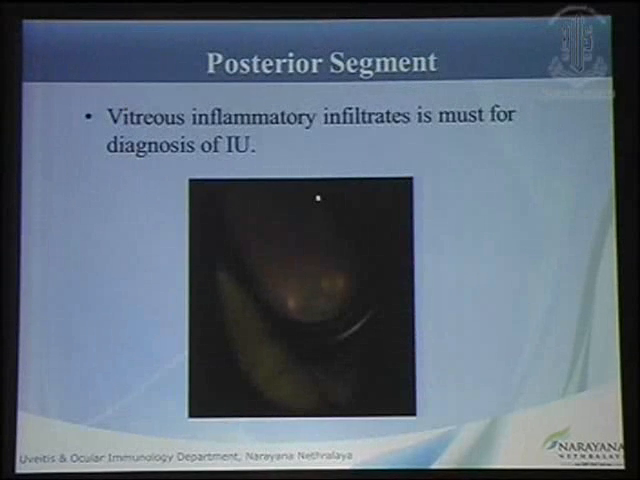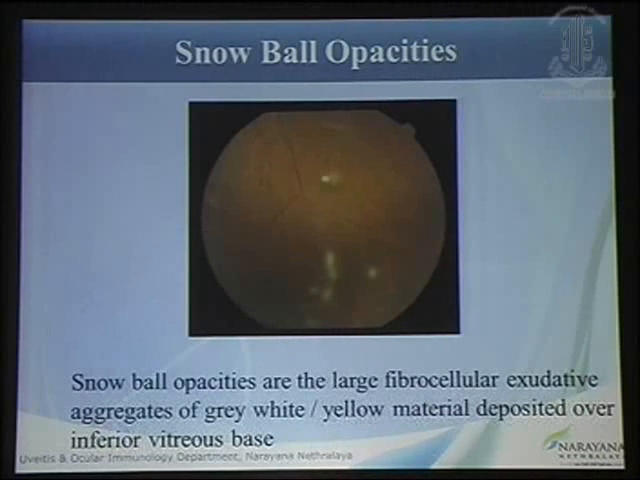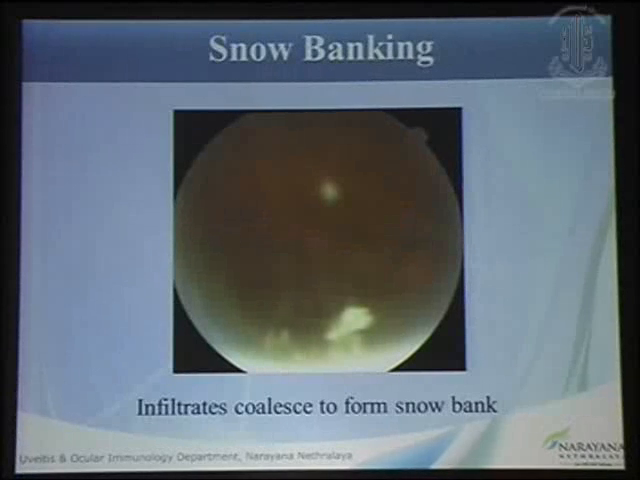Posterior segment, they can have vitreous inflammatory infiltrate. This is a must for the diagnosis of intermediate uveitis. Next, we can see the multiple snowball opacities in the inferior vitreous cavity and also near the pars plana region. These snowball opacities are the large fibrovascular exudative aggregates of grey, white or yellow material deposited over the inferior vitreous base. These opacities coalesce to form the snow banking.